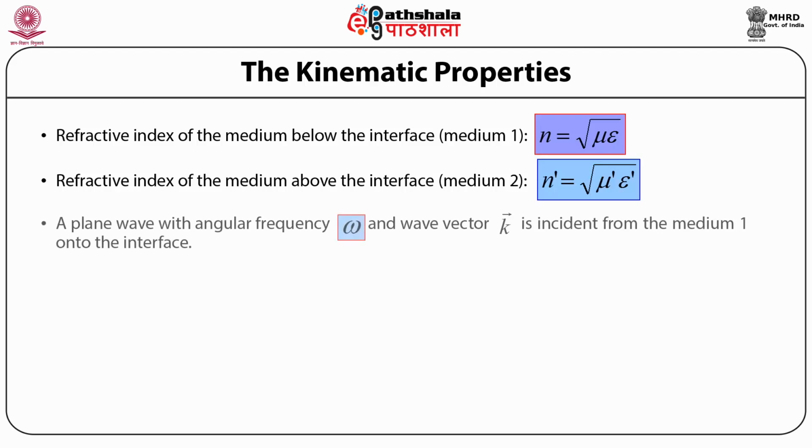Now let us consider a plane wave with angular frequency omega and wave vector k that is incident from medium 1 onto the interface. So basically what we want to discuss here are the kinematic properties of the electromagnetic wave, or light, when it propagates from one medium to another. At the interface, how does the electromagnetic wave behave, what are the properties of the light that goes into medium 2, and what are the properties of the light that gets reflected back into medium 1?